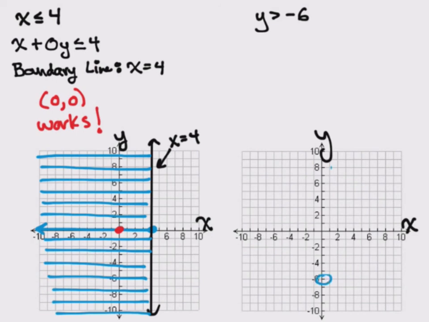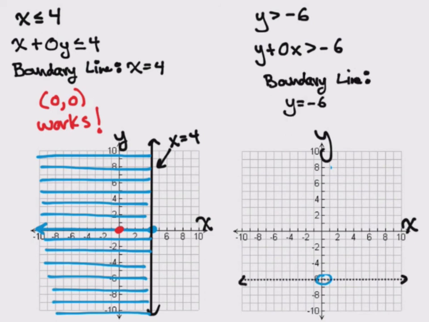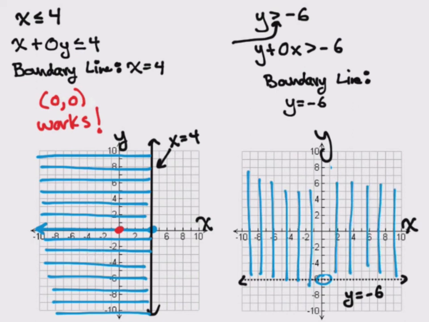Now, if we're going to try and graph this on a plane, which is usually reserved for inequalities with two variables, we could consider this y plus 0x is greater than negative 6. Of course, our boundary line in this case is going to be y equals negative 6. And this is going to be dashed because, of course, this is a y is greater than and not y is greater than or equal to inequality. And of course, because our inequality is greater than, we know to shade above the boundary line.